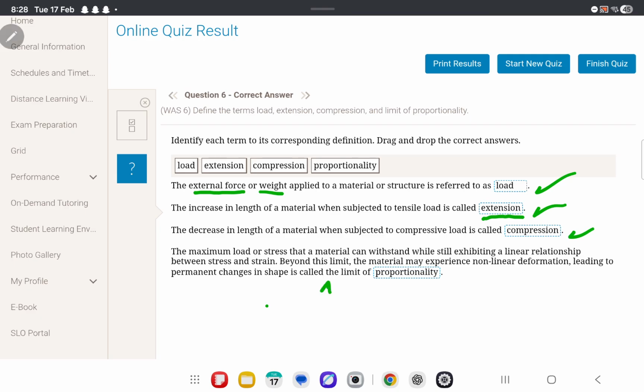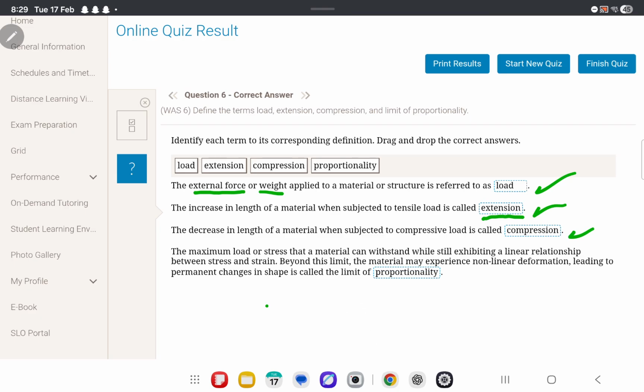So essentially, it will always go back to its original shape. Graph it like this, and when you reach the limit of proportionality, it bends off like this. It's no longer back to its original shape. This is what we call the limit of proportionality. It's in the name, it's proportion, right?